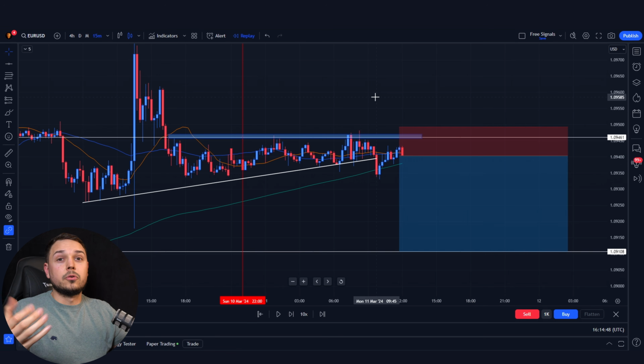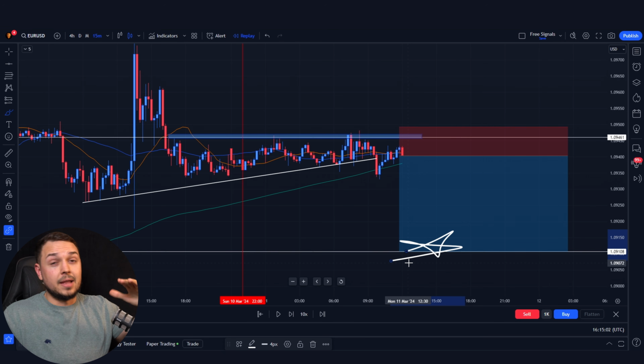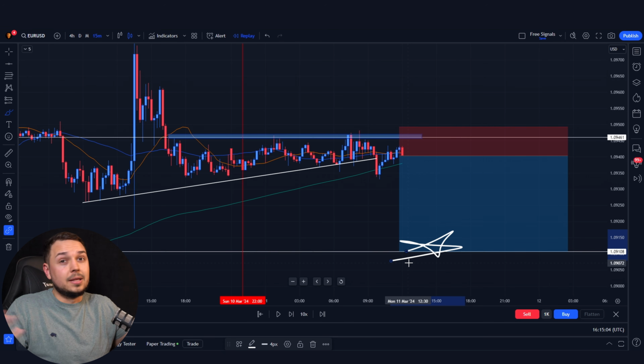However, I would also recommend to always take partial profits because you never know whether it's gonna actually reach this exact demand zone or not, especially if you're scalping or day trading. You want to be closing at the same day, not a couple of days later. Although if you are swing trading, it's totally fine.